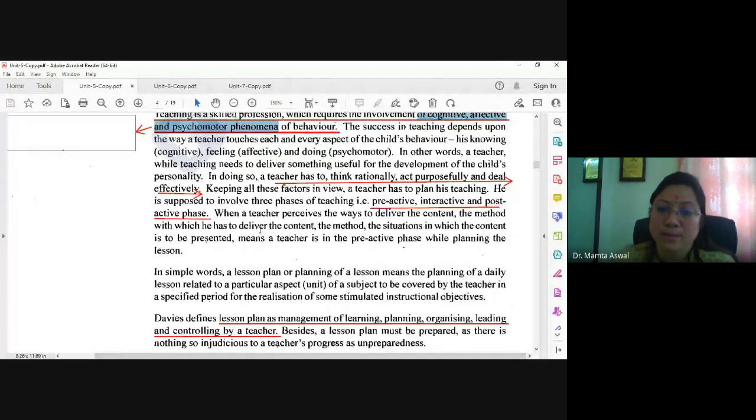Should I have used this method? Because I was not able to achieve the objectives. Why was I not able to achieve the objectives? Basically, it's a feedback phase also. So two things are important: Bloom's taxonomy, three domains, and then the phases of teaching, three phases of teaching. So these are very important.